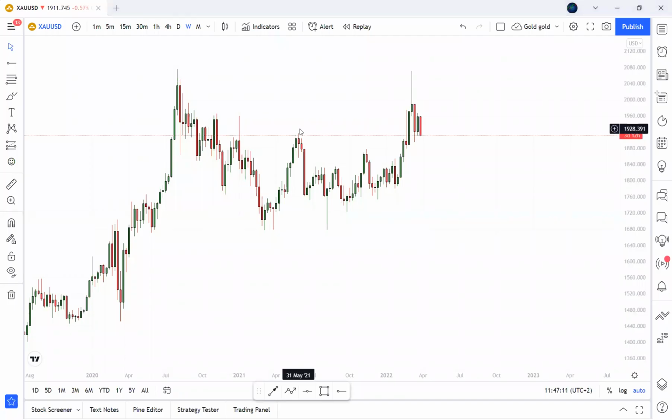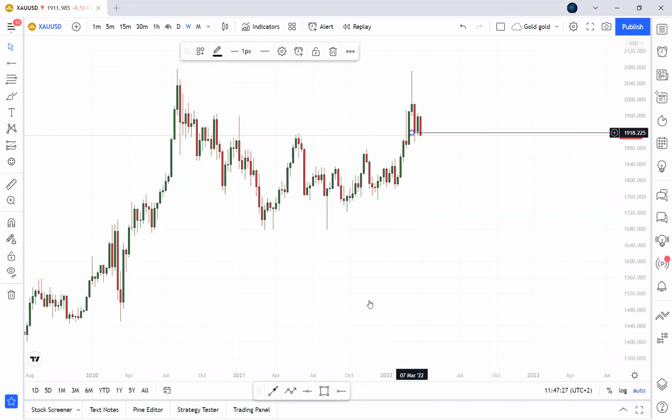All right, let's begin with our analysis. We're going to do the same thing that we always do. We highlight our areas for the previous week. That's the high and the low. So here is the low. It's a very interesting area for us to keep an eye on.